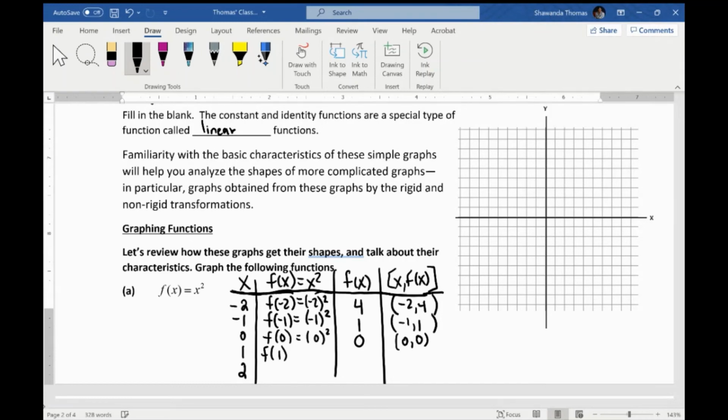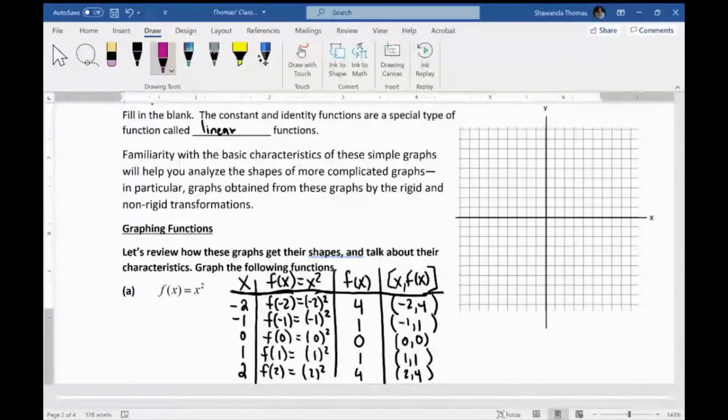What about F of 1? That's 1 squared, which is 1. So what's the point that corresponds to this information? 1 and 1. Yep. F of 2 equals 2 squared, which is 4. What point corresponds to this information? 2, 4. All right, what we're going to do is plot these points now.